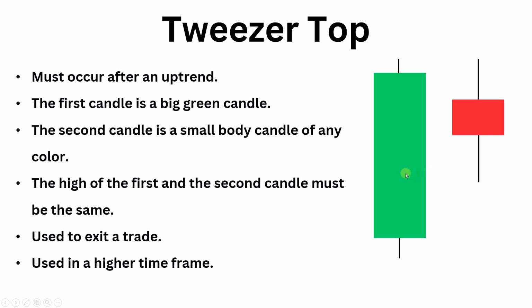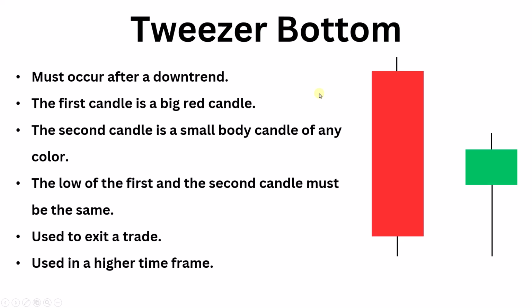Okay, now this is tweezer top. The opposite is tweezer bottom. This pattern must occur after a downtrend. So we must have a pretty good downtrend, and at the bottom we must find this pattern. In this pattern, the first candle must be a big red candle, okay, which shows that the sellers are in control of the price.